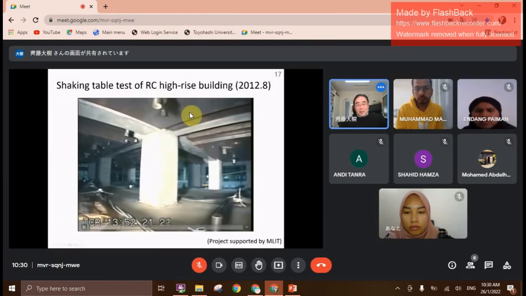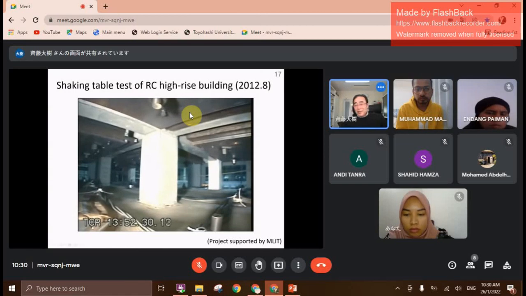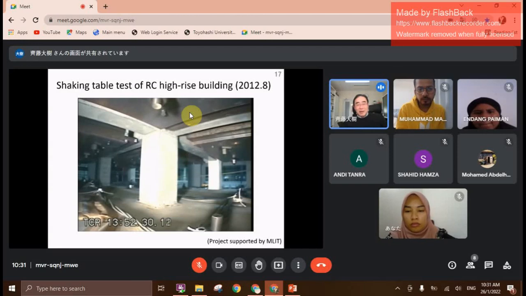Can you see? This is the movement inside the building, and as you can see here, the floor is a reinforced concrete slab. The floor is also moving. I will show you again. It's moving together with the beams and columns. So we must consider this floor contribution. How do we consider this floor in the analysis? This is not so easy.